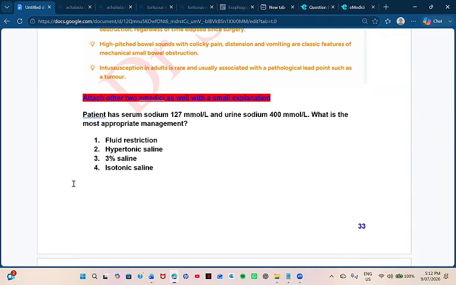Okay, next one. Patient has serum sodium 127 and urine sodium 400. What is the most appropriate management? First of all, diagnose this and give the answer. Quickly answer. These are MRCP topics, okay? Most of the MRCP topics are repeated in here.